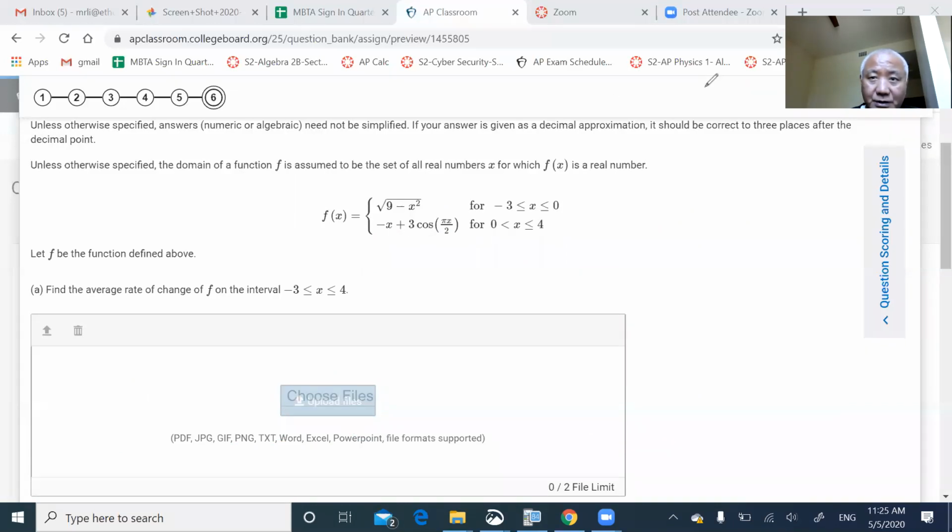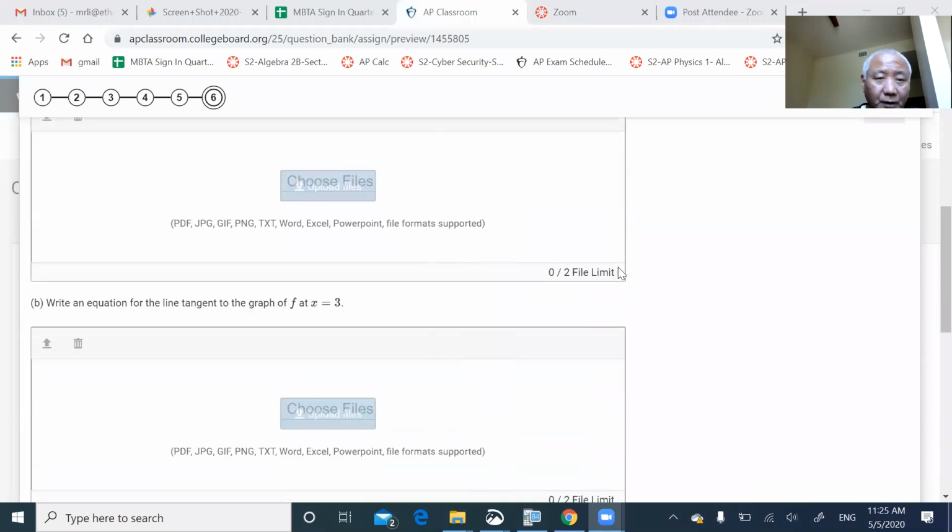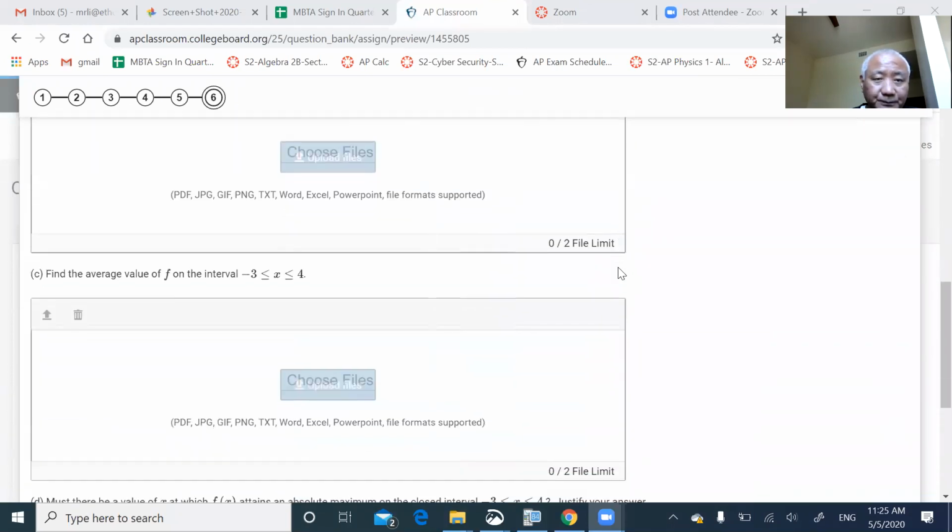Now letter C here. Why do you do letter C? They ask you to find the average value of f on the interval from -3 to 4. So be careful.